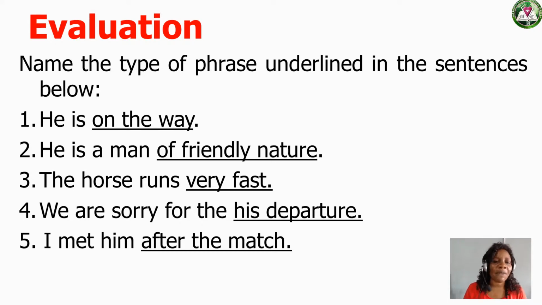Number 3, we have, the horse runs very fast. The underlined phrase is very fast, so you have to name the type of phrase very fast is. Number 4, we are sorry for his departure. So the underlined phrase is his departure. You have to tell us the type of phrase that is. And then the last one is, I met him after the match. You have to also tell the type of phrase after the match is.